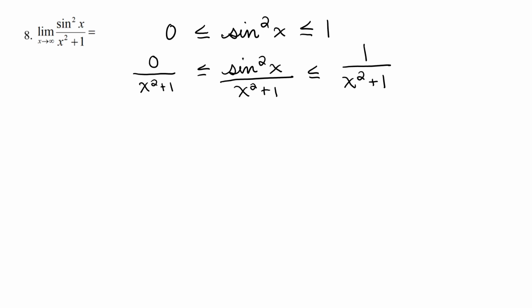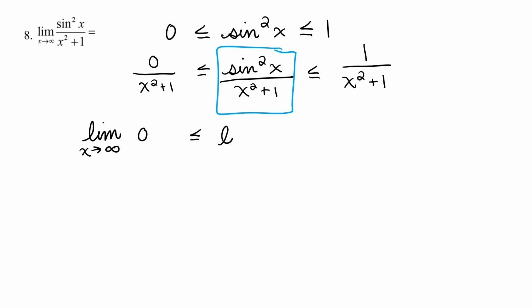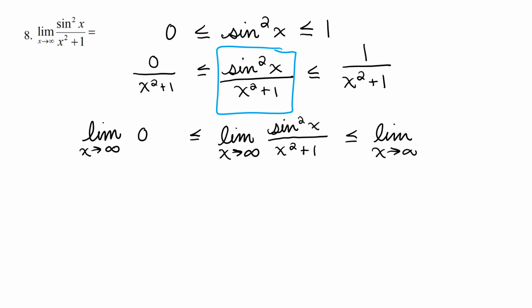And we're looking, well, now at the fact that this function matches this function, and we're trying to find the limit as x approaches infinity. So we'll just take the limit as x approaches infinity of each piece of this inequality. So we have the limit as x approaches infinity of, well, this is just 0, is less than or equal to the limit as x approaches infinity of sine squared x over x squared plus 1, which is less than or equal to the limit as x approaches infinity of 1 over x squared plus 1.